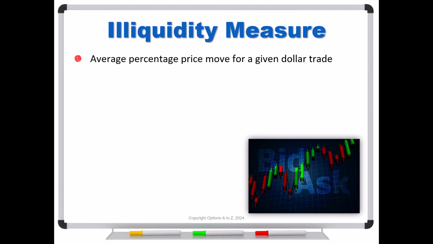Now, once we get this formula down and we calculate it, we're going to find that larger values mean that the stock is more illiquid.